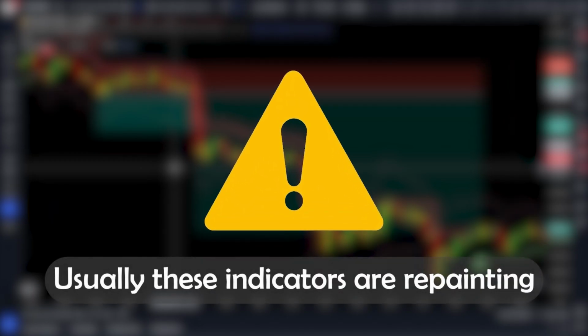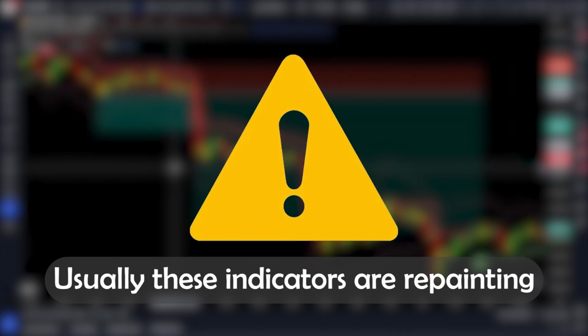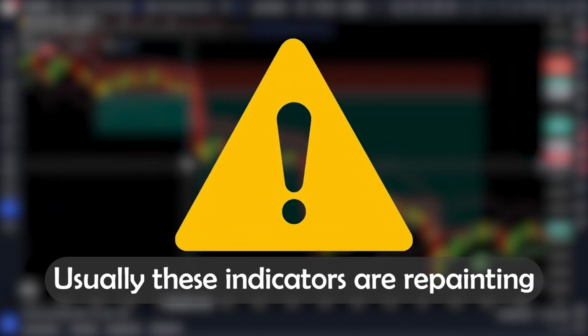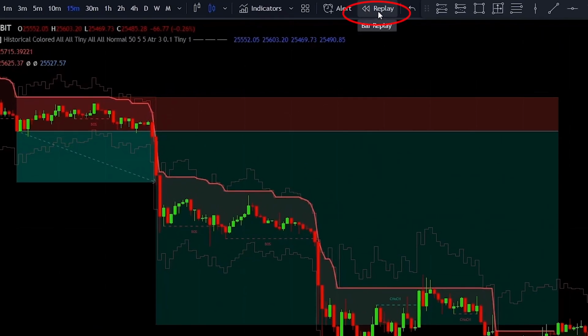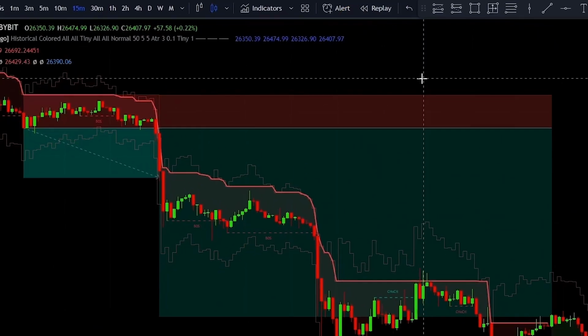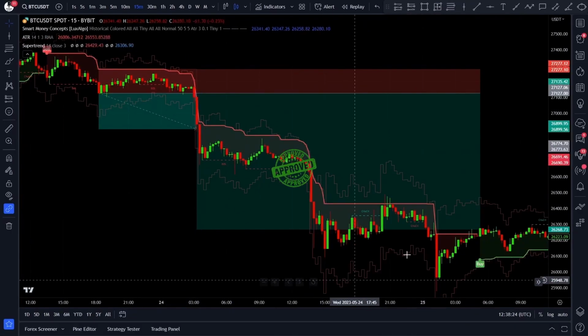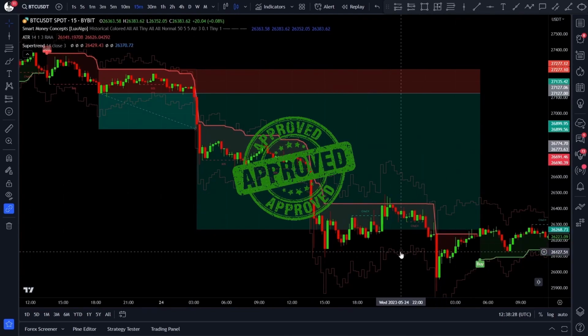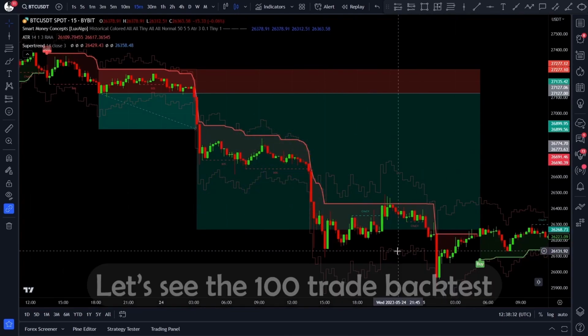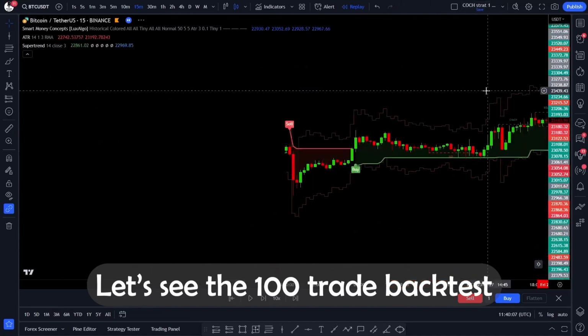Before I show you the 100 trade backtest, I have to mention that you have to be very careful with these indicators. Usually the higher high or smart money concept indicators are repainting, so you always have to check where the signals are printed before backtesting it. You can do that by simply using the replay button and checking where the first signals are printed. I tested this part of this indicator and it is not repainting, so you can trust this indicator 100%. And now, let's see the 100 trade backtest.